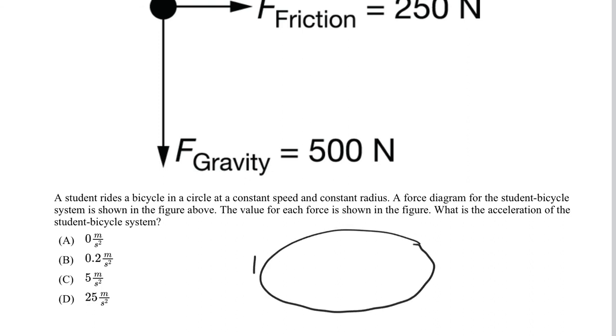So for this, we're going to draw a circle. We have this bicycle. We know that there's friction, there's gravity, there's normal force. Okay, friction is going to be like this.